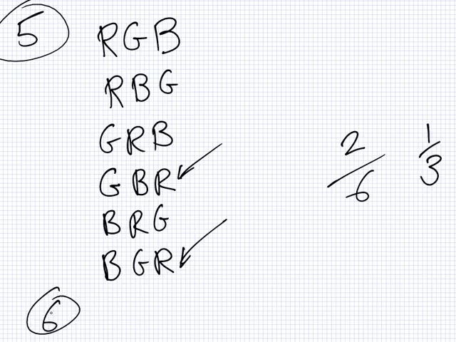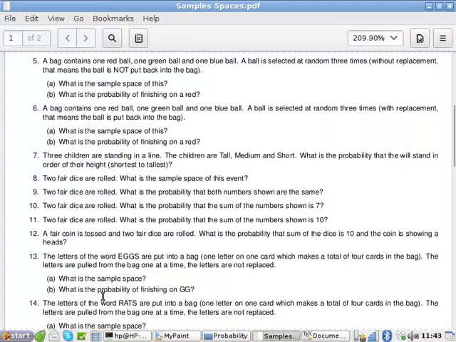Okay. Got that? Now, can you try number 6? Number 6 is nearly the same, except there's one difference here. It says with replacement. So in number 6, the ball is put back into the bag after you pick it out. So for example, it's now possible to get red, red and red.